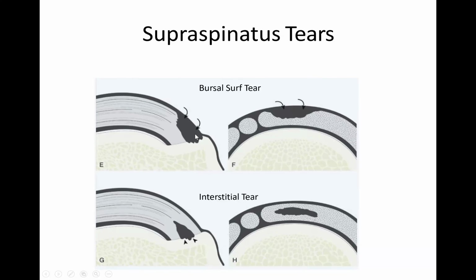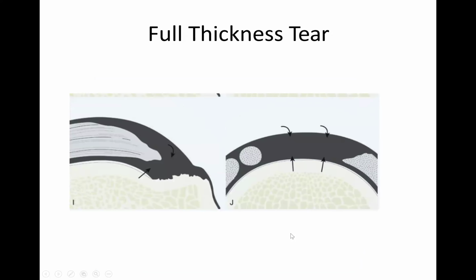So again, this is the bursal side tear. This is the interstitial tear. Interstitial tears lie within the tendon. They are not extending to the bursal or the articular side. This is a pictorial representation of the full thickness tear, where we cannot see the ends of the tendon.